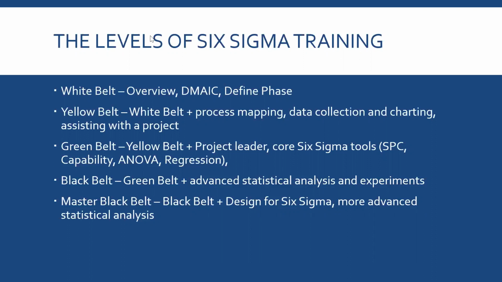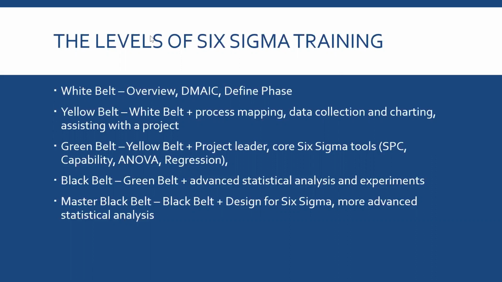The first one is the white belt, which not most organizations have, but this is for people who have a basic understanding of Six Sigma. They know what the DMAIC phases are, and they are mainly concerned about the define phase. This is what we call the yellow belt training.